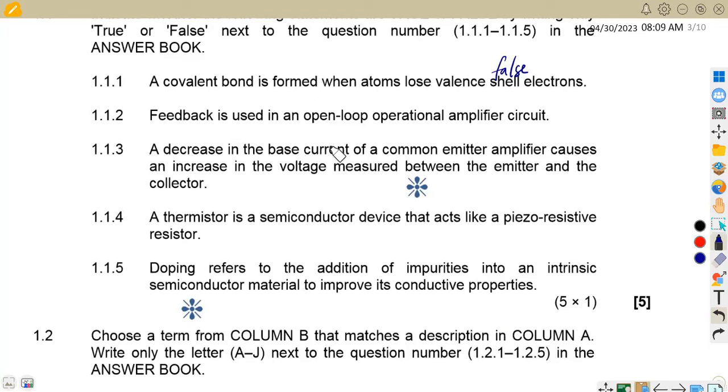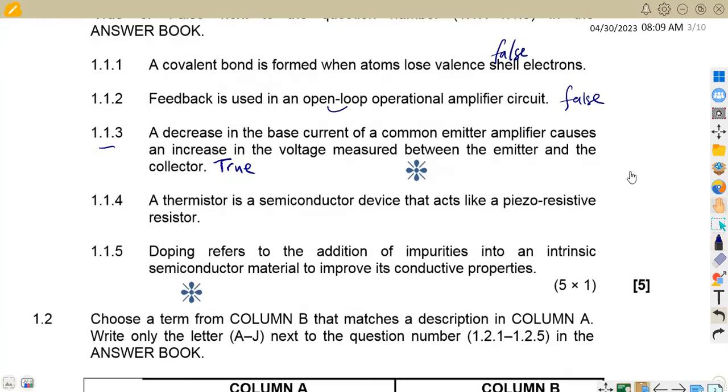1.1.2: Negative feedback is used in an open loop operational amplifier circuit. An open loop does not have a feedback. It's straightforward. It does not have a feedback. This one is false. 1.1.3: A decrease in the base current of a common emitter amplifier causes an increase in voltage measured between the emitter and the collector. This is true. A decrease in base current is actually true.